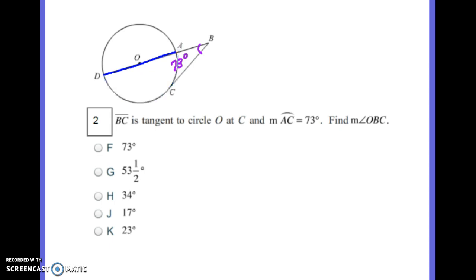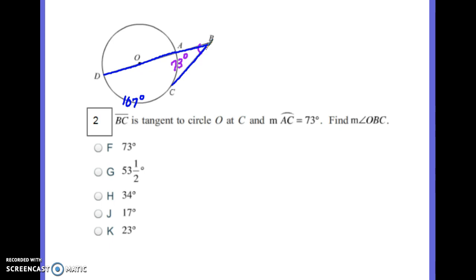Well, since we know 73 degrees is already used, the remaining arc, this arc DC, we could find that measure by doing 180 minus 73. So the measure of this arc, DC, would be 107 degrees. And the two segments that connect to create the angle we're trying to find the measure for are a tangent segment and a secant segment. It just happens to be a diameter of the circle.